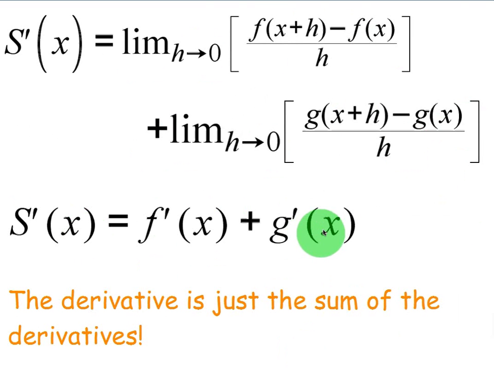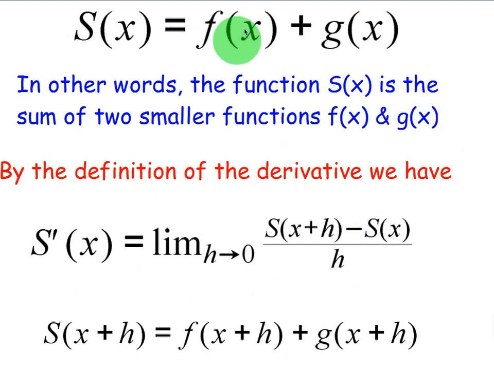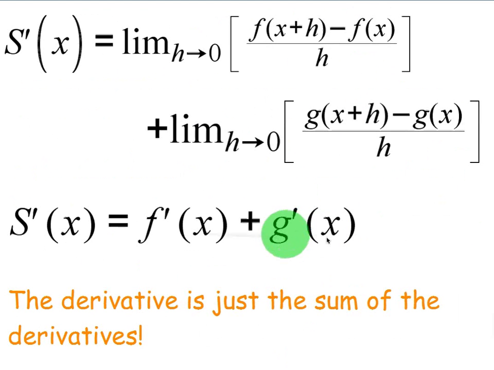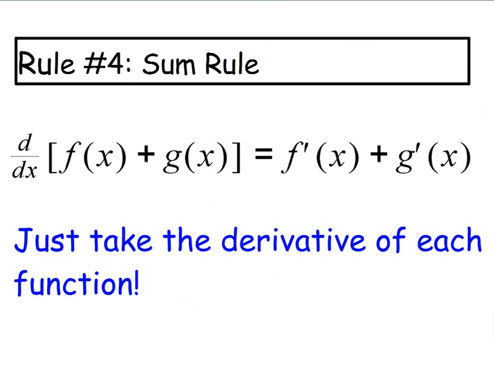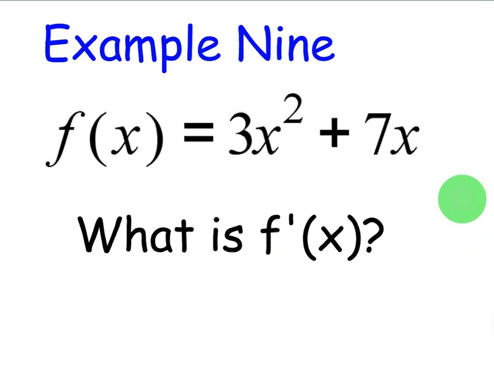So we've proven that when you start out with the sum of two different functions, f and g, all you have to do is take the derivative of f and take the derivative of g. And that gives you your derivative. So the derivative is just the sum of the derivatives. So it's real simple. There's your sum rule rewritten in simple notation. Just take the derivative of each function. It's intuitive, it's easy, and I really like the proof actually, because the proof's pretty simple. So let's do an example or two together.